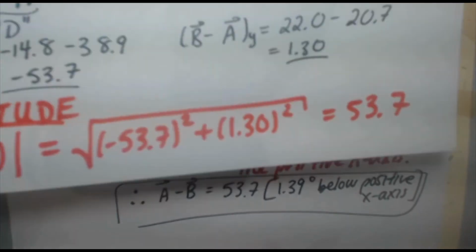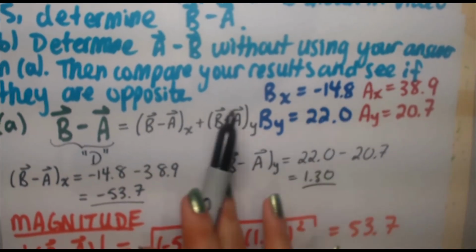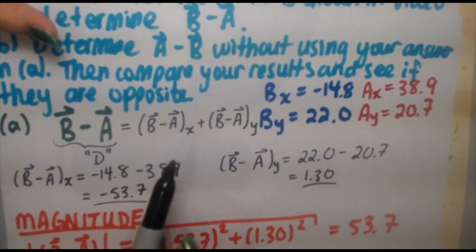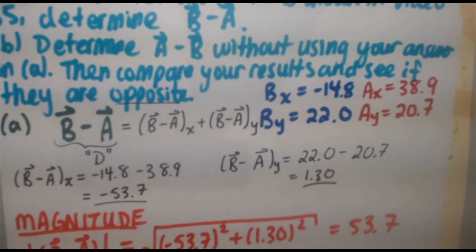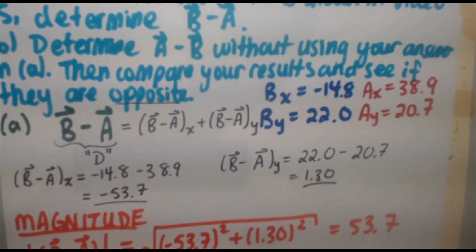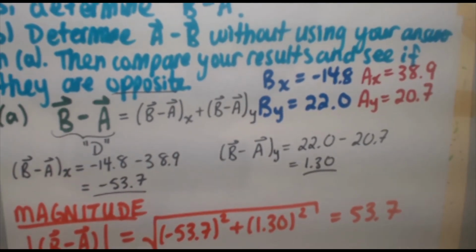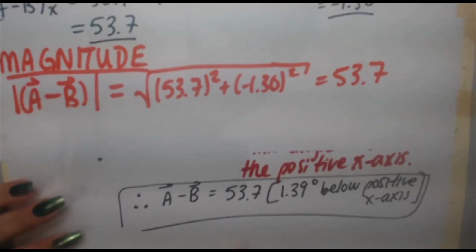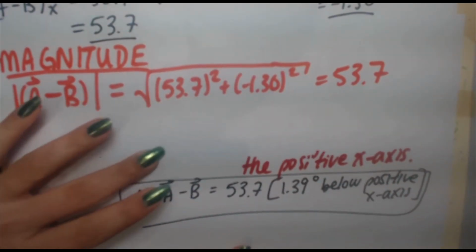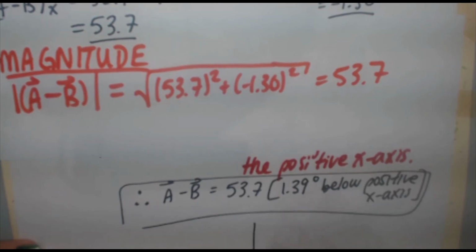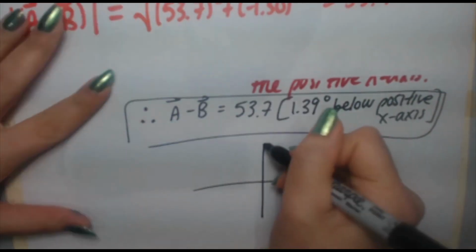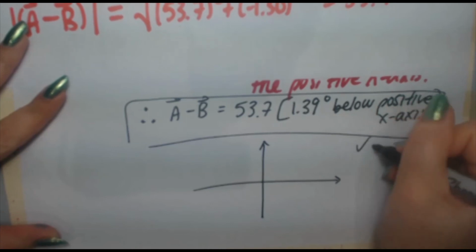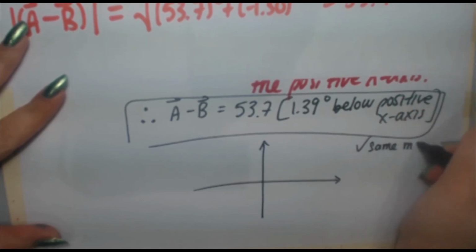Now, if you remember the question, it's saying, compare your results and see if they are opposite. Now, you've got to be careful in physics because we don't just use words for no reason. The word opposite when it comes to vectors means same magnitude, opposite direction, okay? So, let's check. Does that make sense? You've got one vector, and they both have the same magnitude, right? So that's a yes.